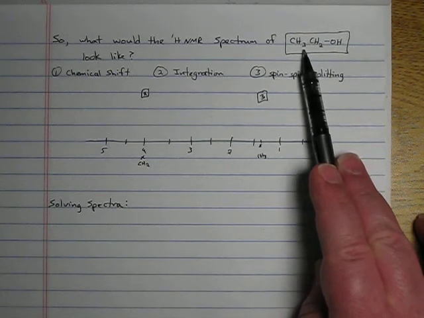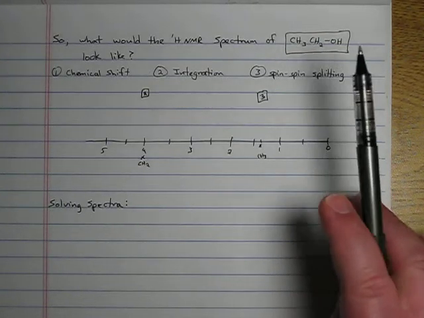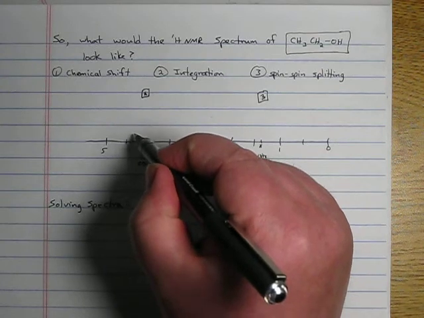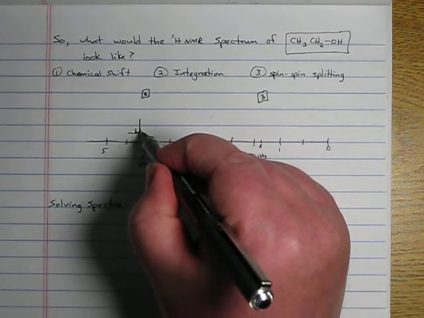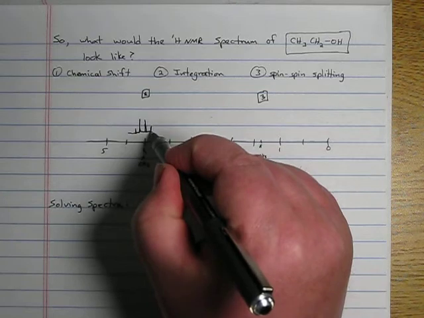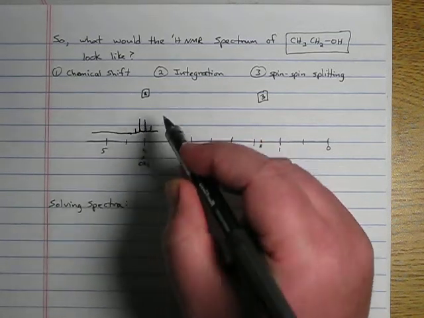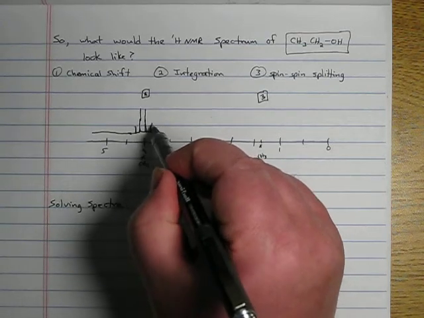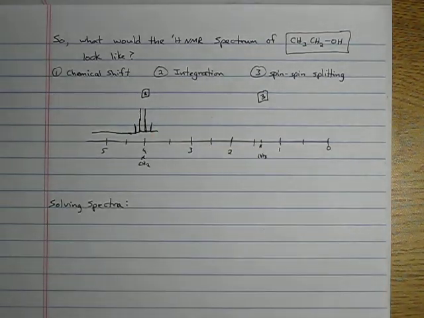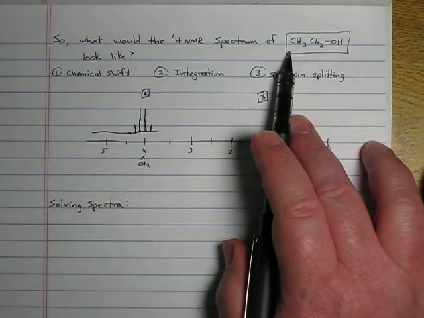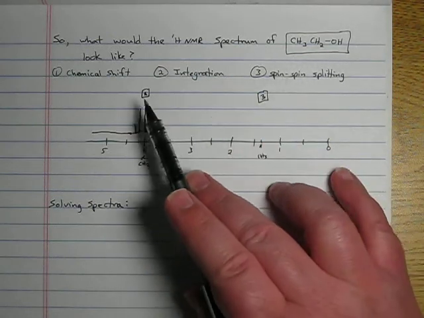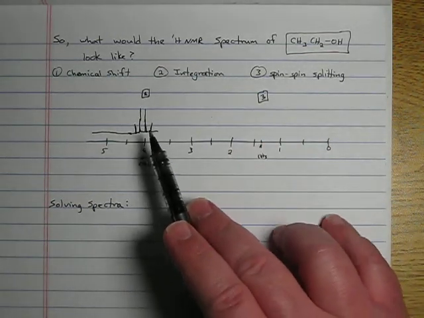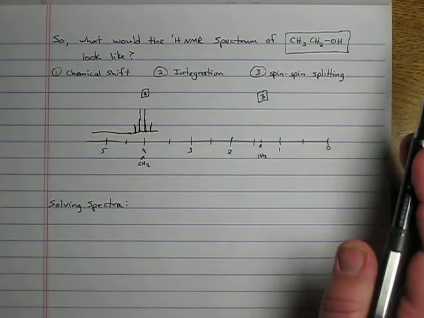So if there's three hydrogens next door, what type of pattern are we going to get? That's correct. A 1 to 3 to 3 to 1 quartet. Make it a little bit bigger. 1 to 3 to 3 to 1 quartet, because there are three hydrogens next door. Note, it integrates to 2 because it's a CH2. It's the quartet because there's a CH3 next to it.